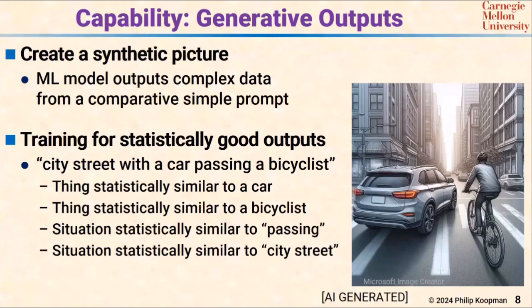But the thing you have to keep in mind is this is not a city street with a car passing a bicyclist. It's a thing statistically similar to a car, and a thing statistically similar to a bicyclist, and a situation statistically similar to passing, and a situation statistically similar to city street. So somehow it had to figure out what all those concepts mean by mapping it in, and probably using a large language model to parse the prompt. We'll get to those in a minute. And it's amazing that these outputs can be so good.